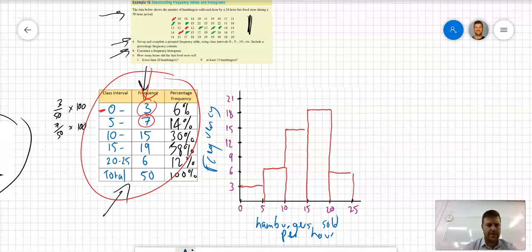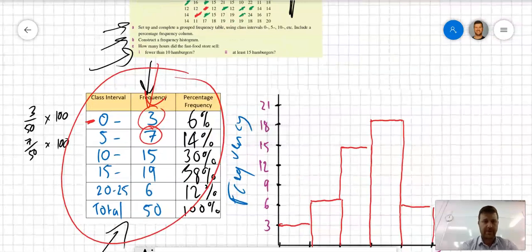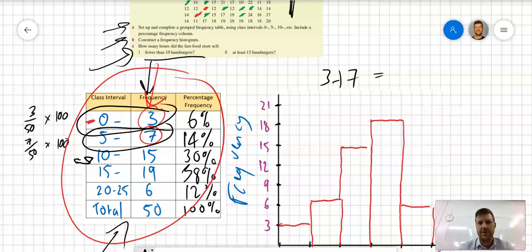Now, the final question is asking me to take some information from the frequency table or the histogram that I've drawn. It says here, how many hours did the fast food store sell fewer than 10 hamburgers? So fewer than 10, I'm just looking at these two class intervals. They're both fewer than 10, so there's 3 plus 7, which is 10. Not to be confused with 10 hamburgers. So there were 10 hours where they sold fewer than 10 hamburgers each hour.